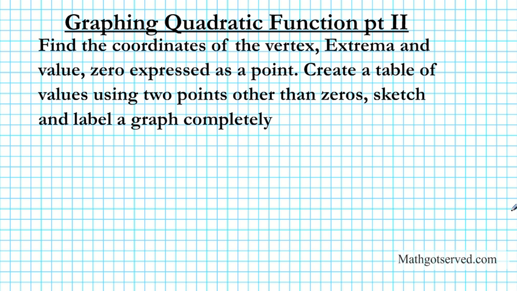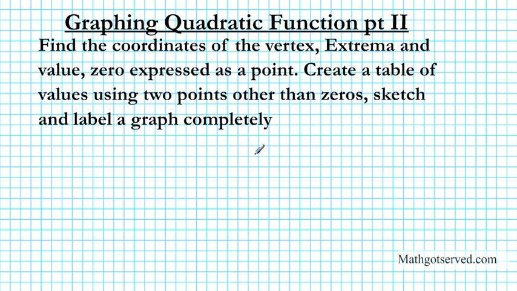Hey there, students. So in this clip, we're going to be going over the second example on graphing quadratic functions. You've already written the instructions before, so you don't need to write it again. This is it summarized. We're going to find the coordinates of the vertex, the extreme value, the zero expressed as a point. We're going to create a table of values using 2 points other than the zeros. We're going to sketch and label the resulting graph completely, okay?